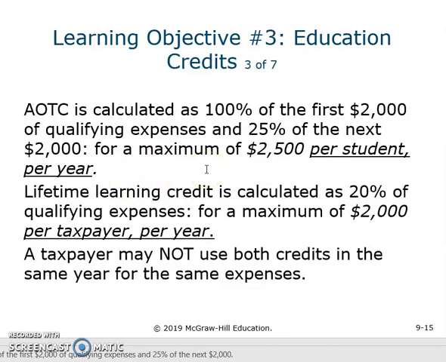The American Opportunity Tax Credit is calculated as 100% of the first $2,000 of qualifying expenses and 25% of the next $2,000 for a maximum of $2,500 per student per year. So it's based on a maximum amount of $4,000 of expenses, which would give you a credit of $2,500. The Lifetime Learning Tax Credit is calculated as 20% of qualifying expenses for a maximum of $2,000 per taxpayer per year. A taxpayer may not use both credits in the same year for the same expenses.